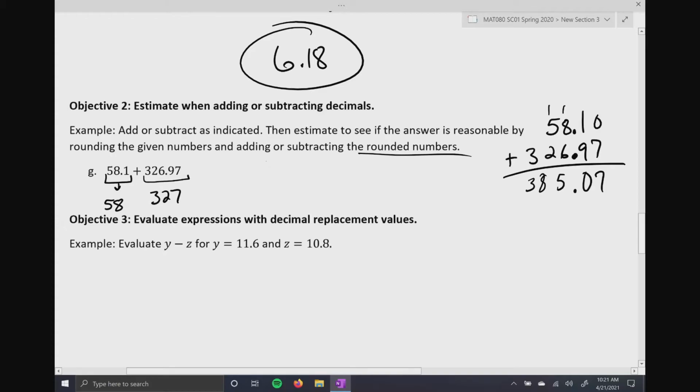So when I go ahead and add these, 7 and 8 is 15. Carry the 1. That's going to be an 8 and 3. So I get 385. So does my answer make sense? Absolutely. All I did was just round it to the nearest whole number, and that gave me an idea. Does that make sense, everyone?